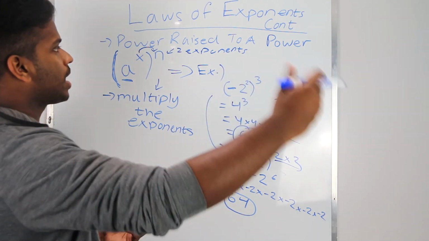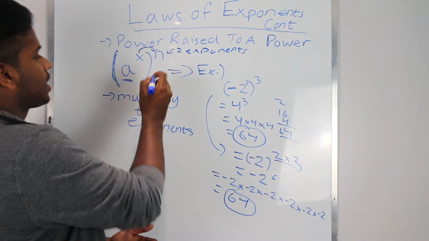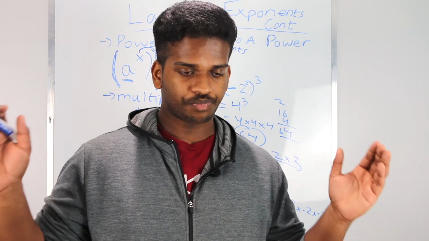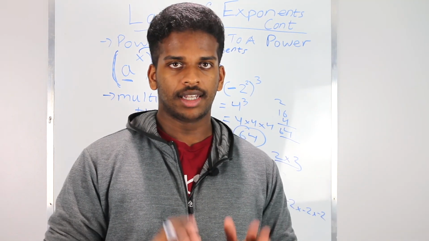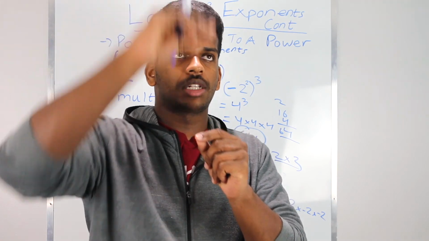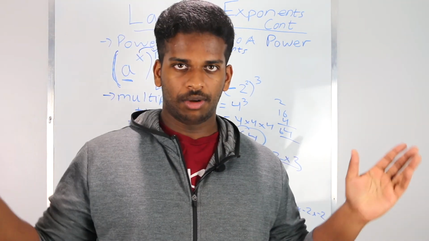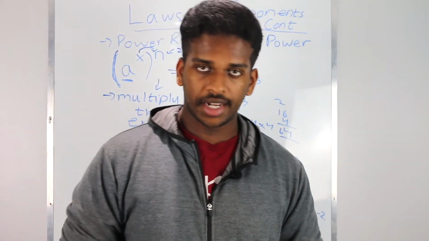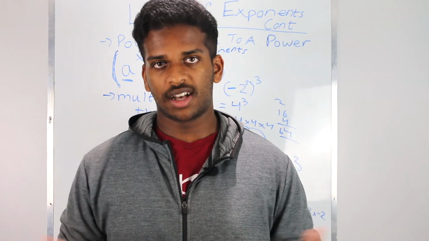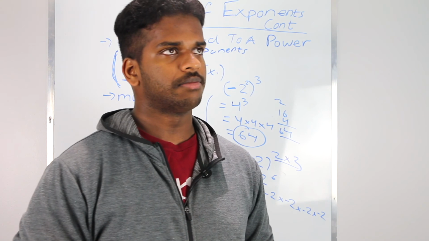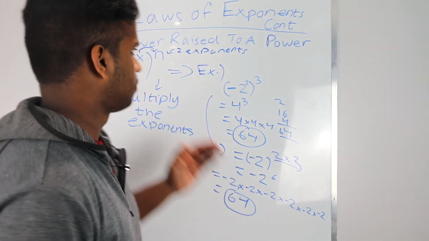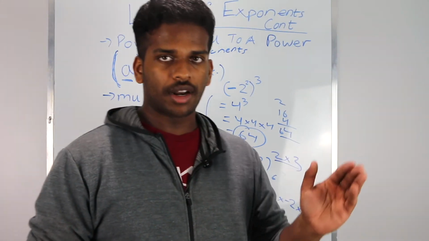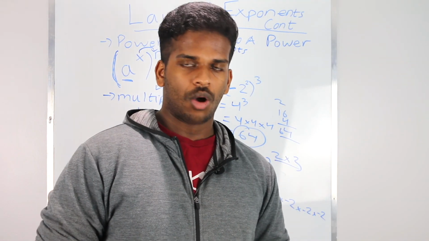So power raised to a power: when you have something like this, all we're doing is multiplying the exponents. The base stays the same, we're just multiplying the 2 exponents. So that is power raised to a power. In the next lecture, we'll be continuing on with the laws of exponents. We'll look at a fraction raised to a power, a product raised to a power, and we'll go from there.